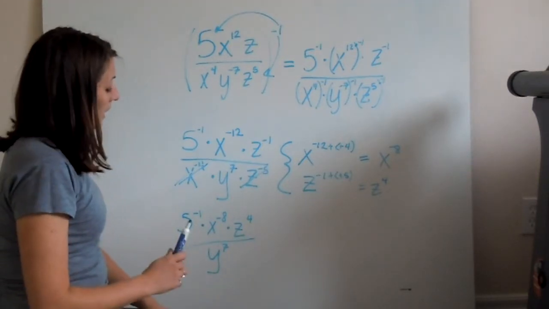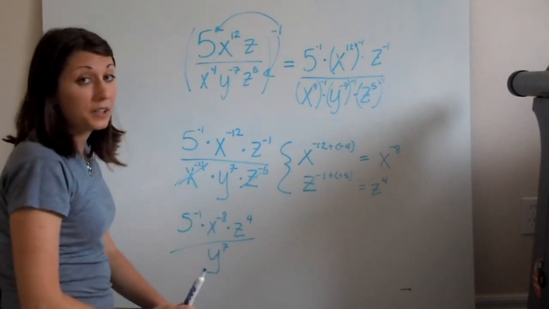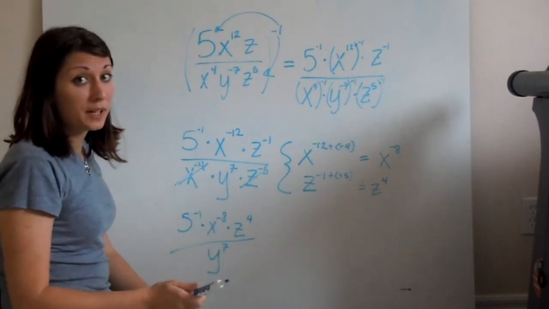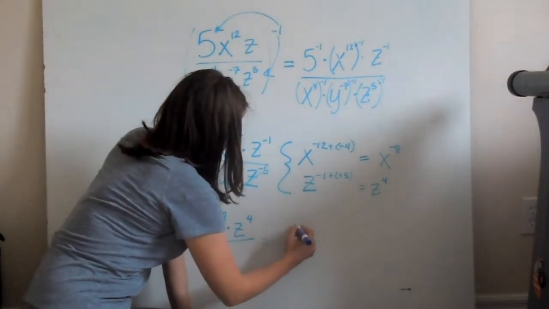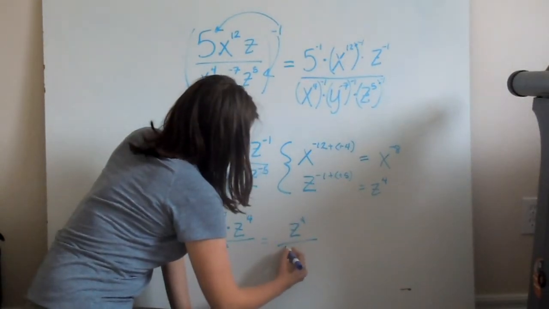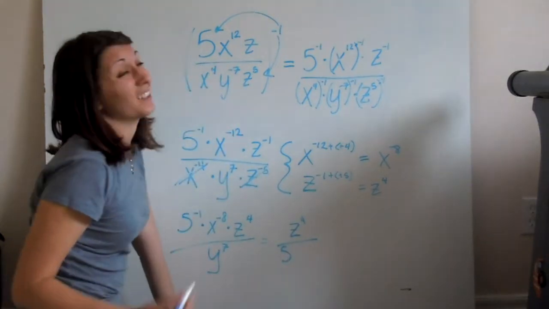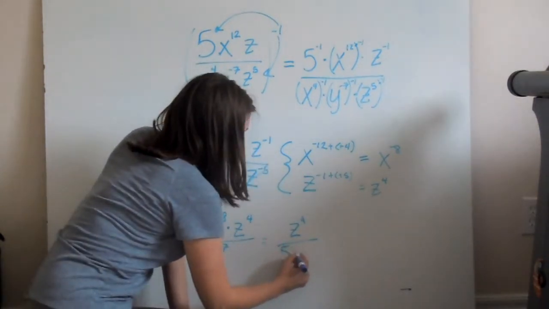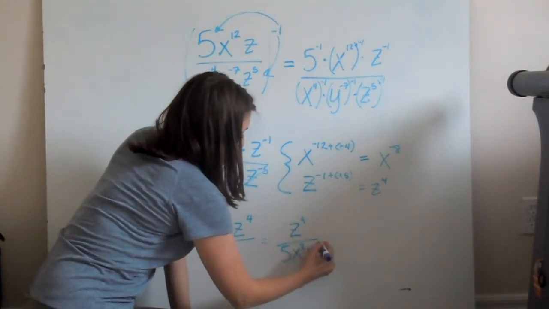Okay, so now I have two negative exponents in the numerator. I need to move those down to the bottom so that they become positive exponents. So I say equal to, all I'm left with is z to the 4th power over 5 to the 1 power, but you don't really need to write it because it's just the first power, times x to the 8th power times y to the 7th power.